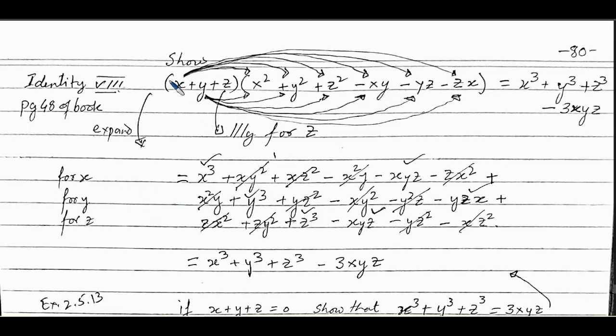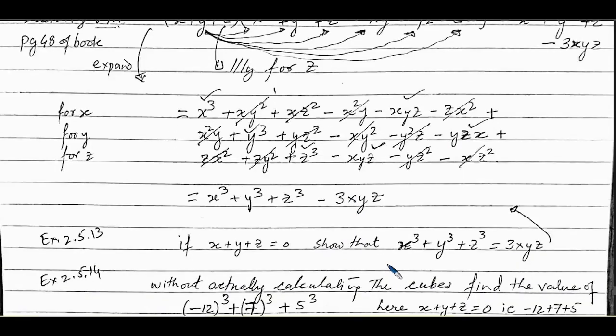Then for x I have written here, for y multiplication I have written here, and for z multiplication I have written here. And there are some common things like x y square, and here also is x y square with a plus. So similarly many terms get cancelled and only these terms remain, x cube, y cube and z cube, and this x y z. Here is also minus x y z, and here is also minus x y z. So there are minus 3 x y z.